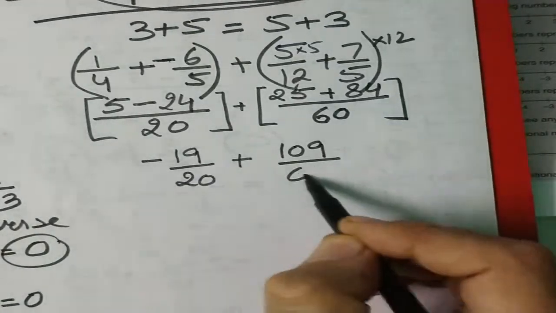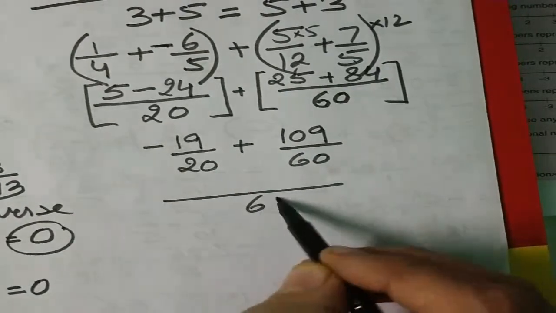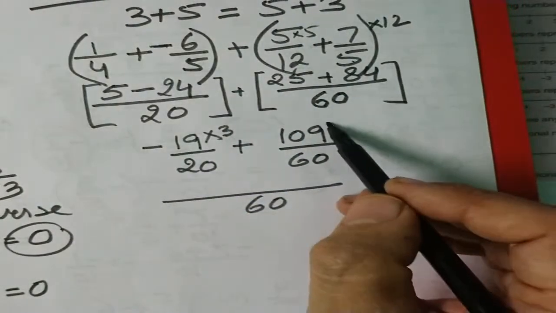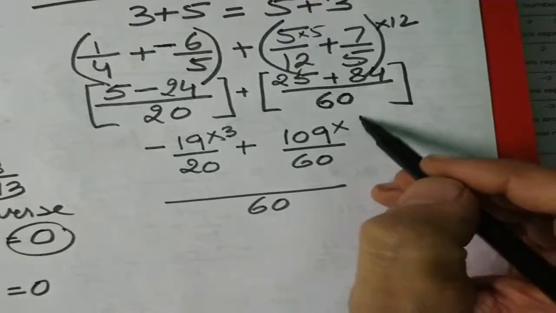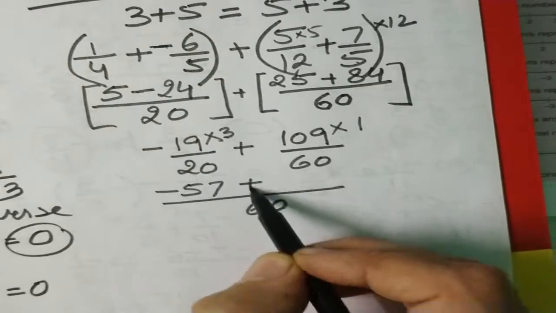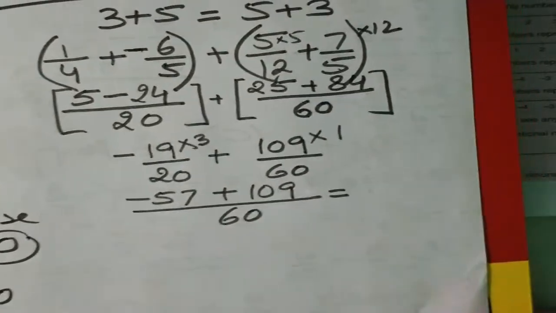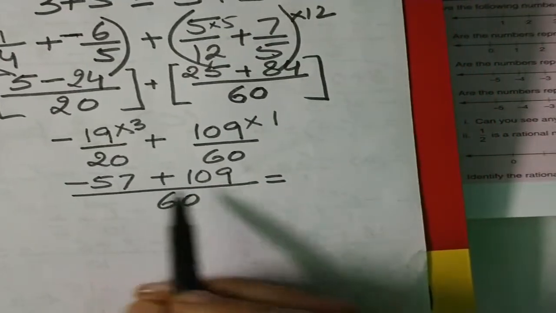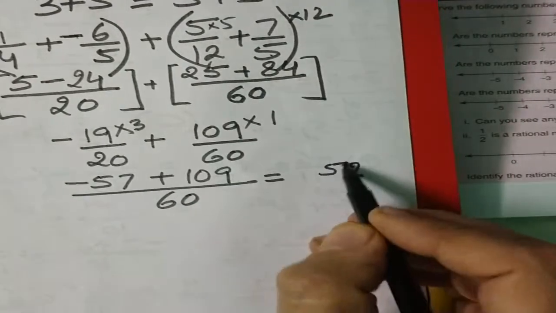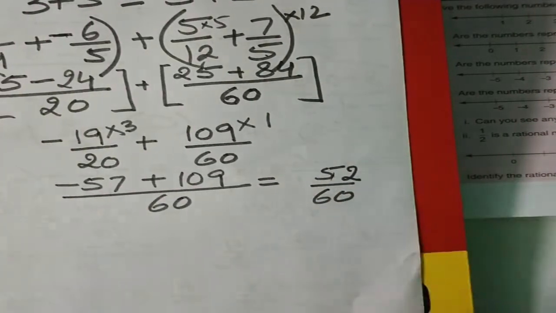Now we will add these two. The LCM is 60. 20 will divide into 60 three times, so this becomes 3, and 60 divided by 60 is 1. So 19 into 3 is minus 57 plus 109. The total becomes, subtracting, 9 minus 7 is 2, 10 minus 5 is 5, so 52 upon 60. The answer is this, which you can cancel.